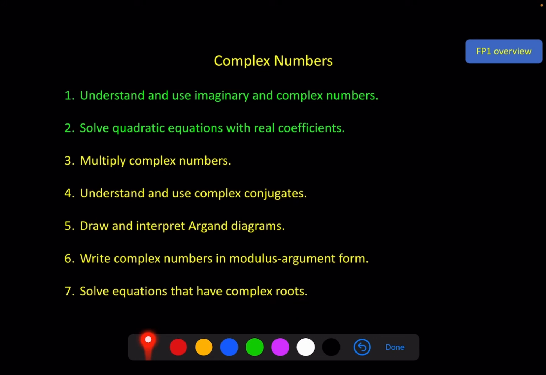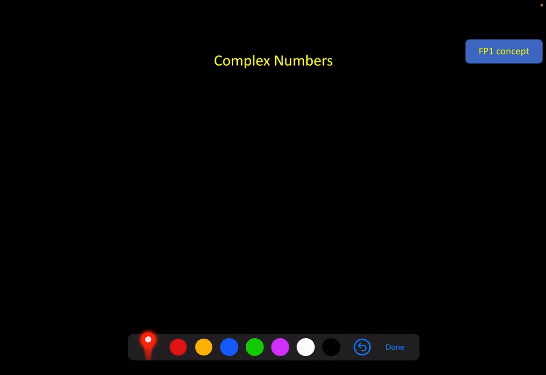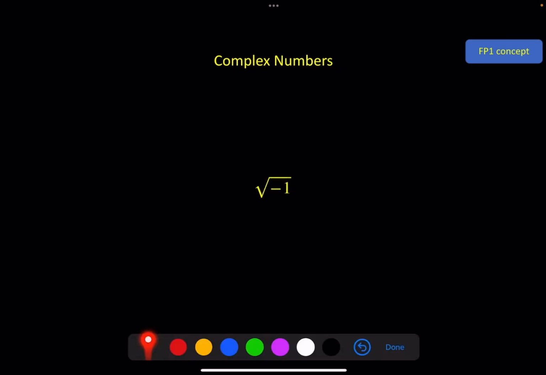So that's an overview of the chapter. Let's get going with imaginary and complex numbers. This video has a little bit more discussion in it because we are introducing a whole new concept, a new branch of mathematics. And it came about from this idea of the square root of a negative number.